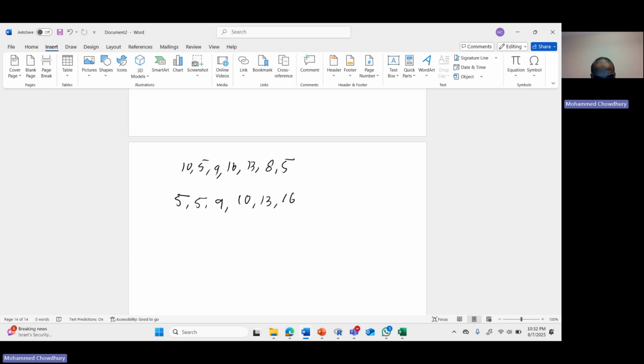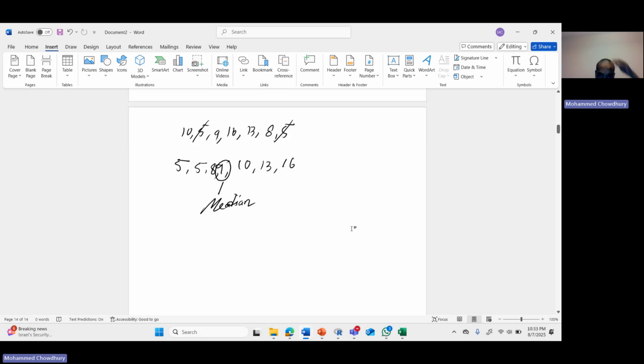And 13, 16. There are 1, 5, another 5, and there is 9, 10, and then 8. There is another one, 8. So in such a case, this is the middlemost observation. So this is the median. Median is the middlemost observation.